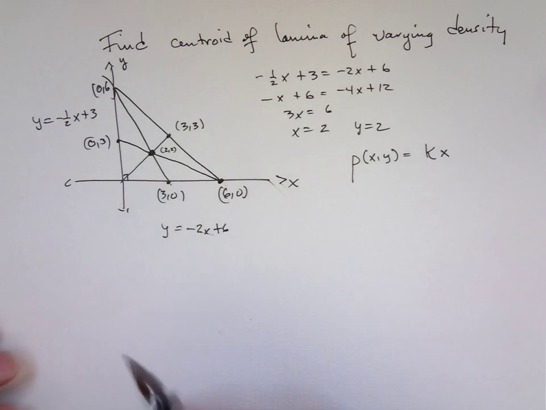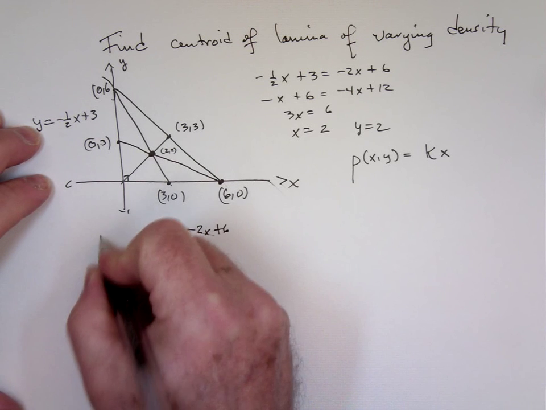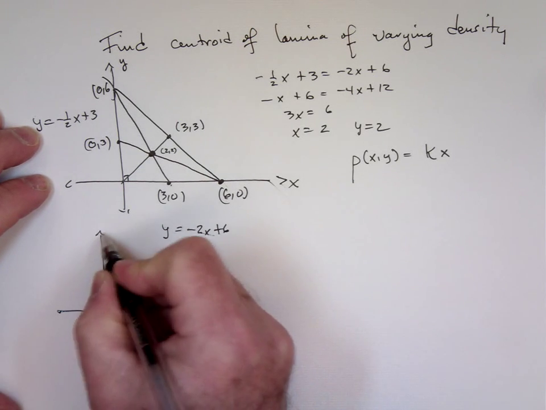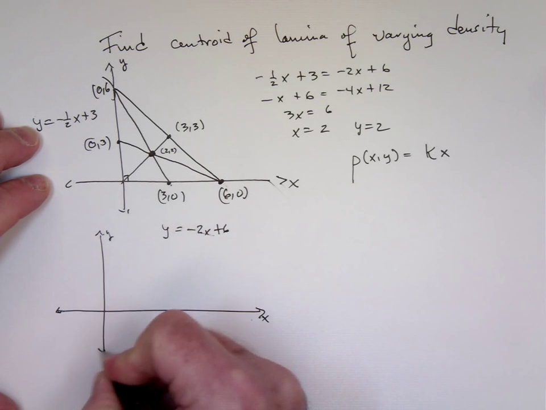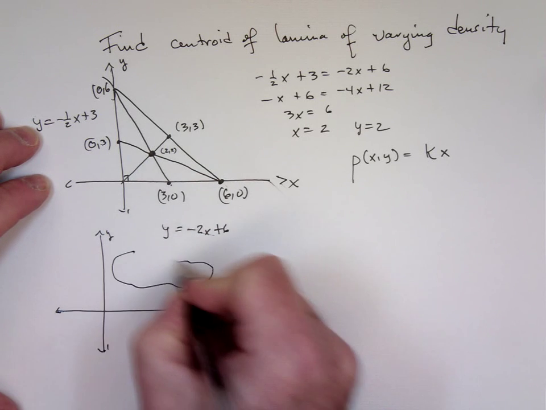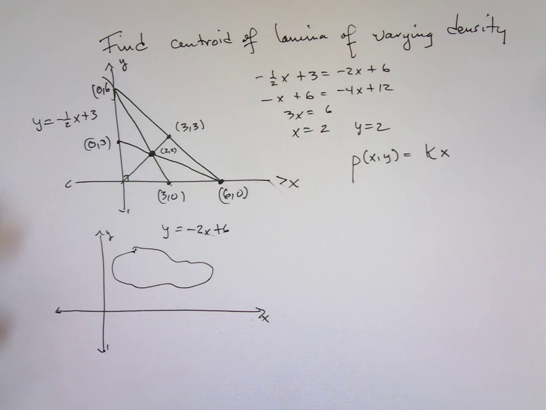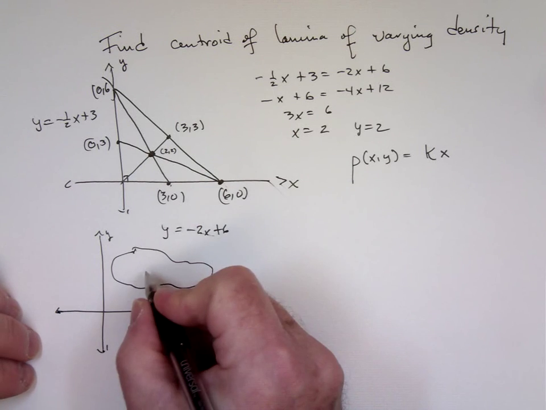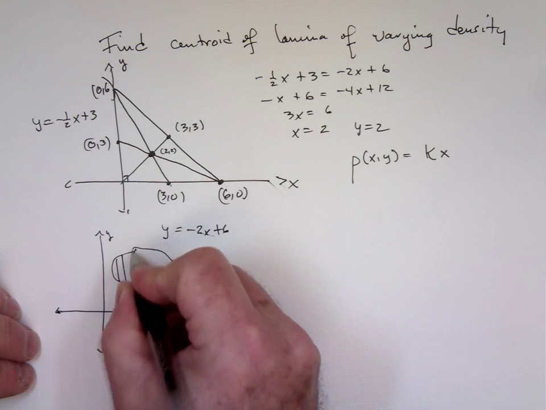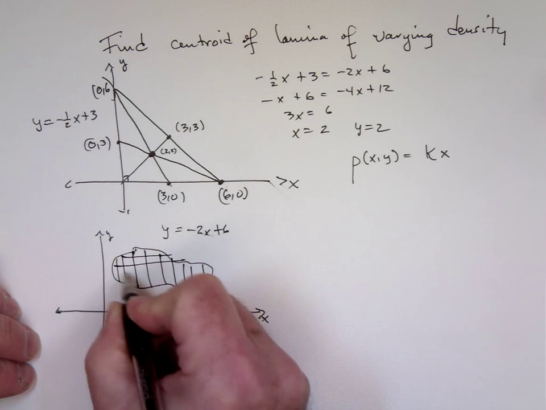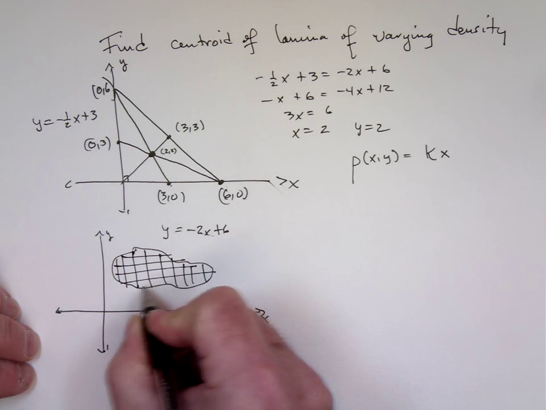In other words, let me just do this in general, then we'll apply it to our triangular region. Let's suppose we have some kind of object here, and we want to find its centroid. One way to do this is to divide this up into little square sections.